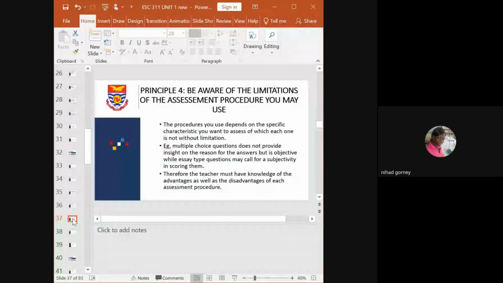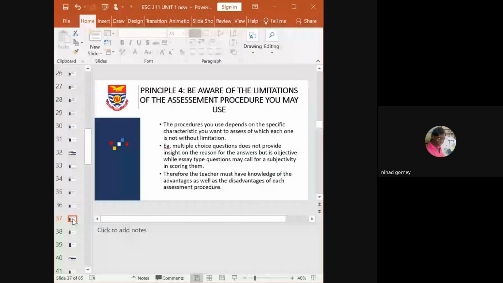The fourth principle is for you to be aware that the procedures we choose have their strengths and they have their weaknesses. And so when you are choosing varying ones, you look at their strengths and weaknesses and take ones that will complement each other's strengths and also their weaknesses. The procedures you use depend on the specific characteristics you want to assess, and each one is not without a limitation. If I go for essay type questions, it has its own limitations. If I go for multiple choice questions, it also has its own limitations.